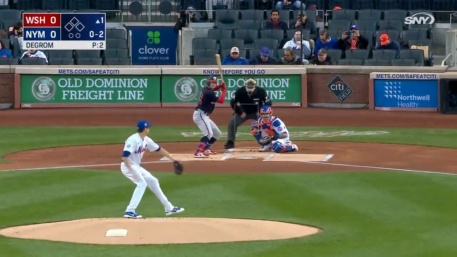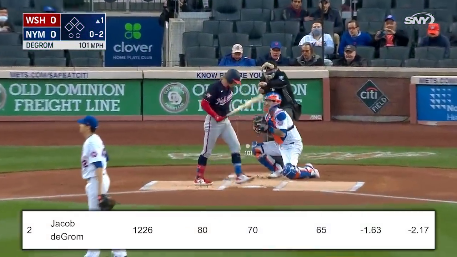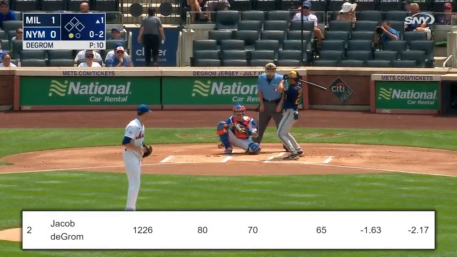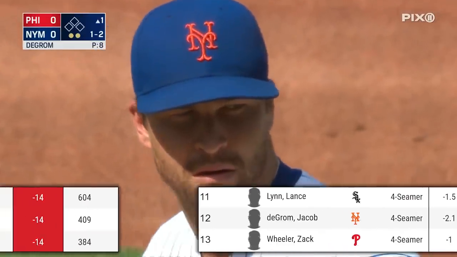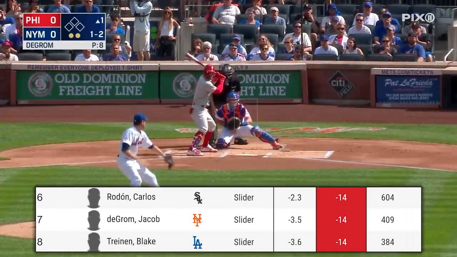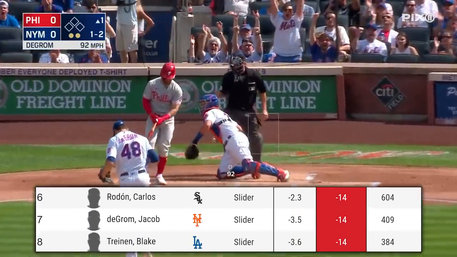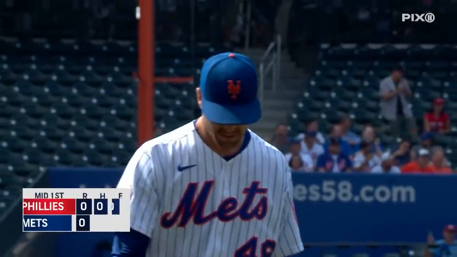Of course, also near the top of the list is God himself, Jacob deGrom. His four-seam fastball and slider racked up negative 15 and negative 14 run values respectively, both placing within the top 10 in MLB for those pitch categories. He scored similar grades to Emmanuel Clase, as the two are in a league of their own.